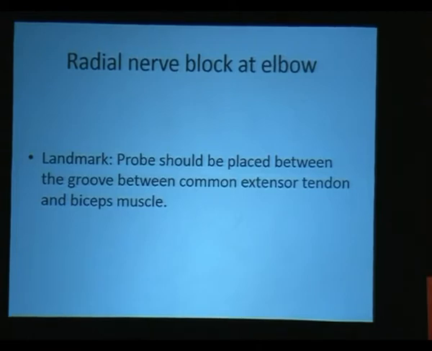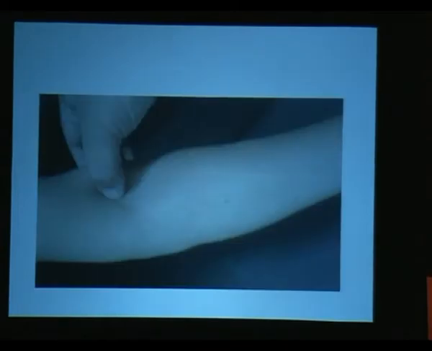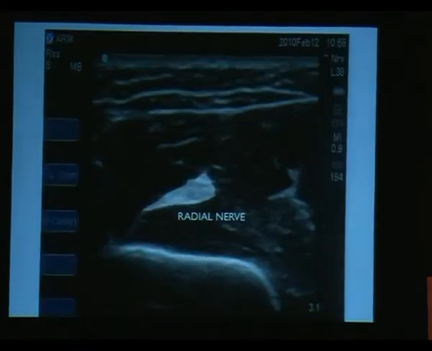Probe should be placed between the groove between common extension tendon and the bicep muscle. Here you can see two muscles. The nerve divides into superficial and deep. We have to block the nerve just above the elbow. As you can see at the lateral margin of cubital fossa, you can feel for this groove in between the two muscles. We just have to place the probe there, and nerve is seen in between two muscles.